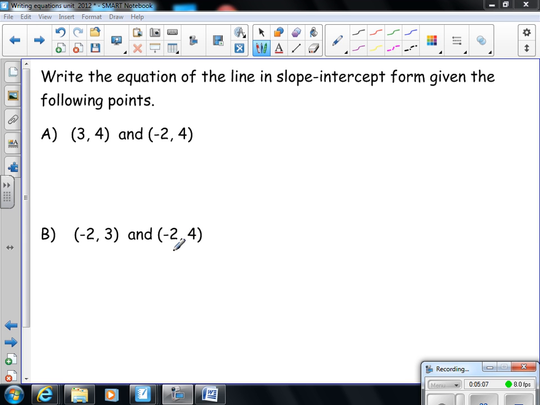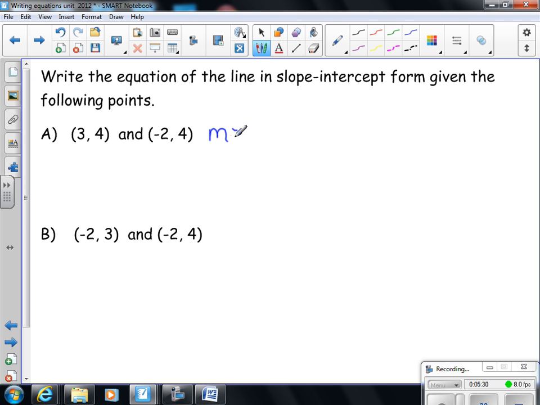Okay, we're going to take a look at a couple different examples and make some observations about these. I want you to look at A. I want you to try this, write the equation of the line, and then try B, and see if you and your partner can make any observations about what's different about these set of points.